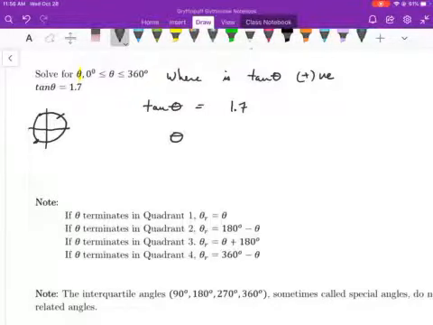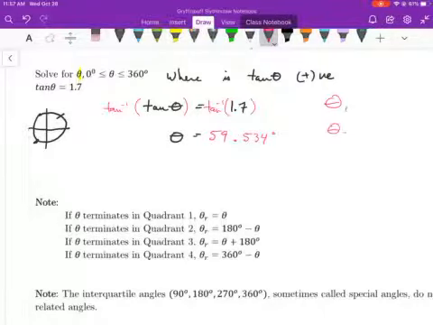I wish to solve for theta. What must I do to that equation? Really, I must apply the inverse tangent ratio to both sides. And allow me to do that, so I'm going to apply the inverse tangent ratio to this side, the inverse tangent ratio to this side, and what I end up having is that theta is equal to 59.534 degrees. And I know that my solutions lie in quadrant 1 and quadrant 3.